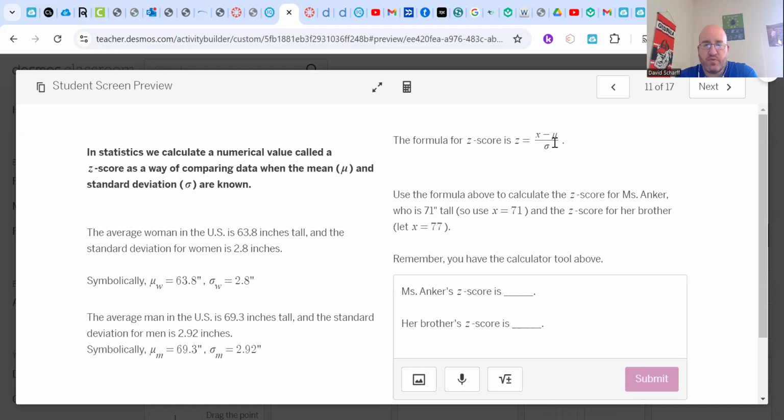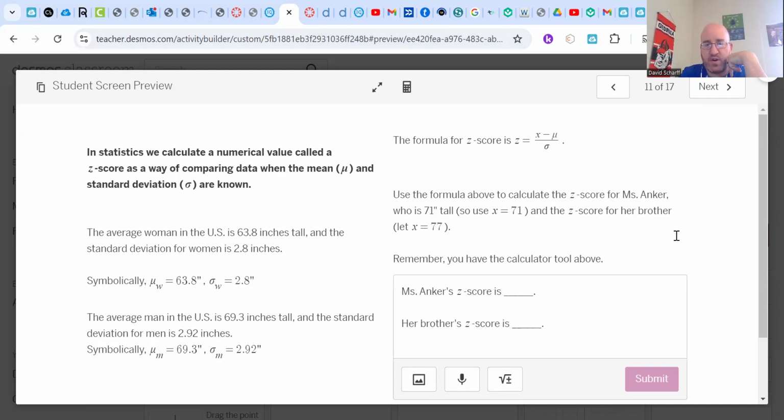So here's the formula again right here. Y'all already wrote it out. Over here on the left, we have the average height and the standard deviation for a woman, and for a man down here. We're going to do this formula for her. It said she's 5'11".